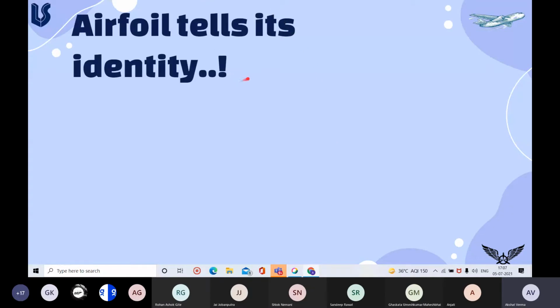So what happens is that when you see an airfoil, it tells you its identity. You must have seen the names of different airfoils, names like NACA 2412, 4412, or 0012. Whenever you read these names, there is quite important information which these names can provide you about the airfoil. So let's have a look at what type of information these airfoil names provide you.